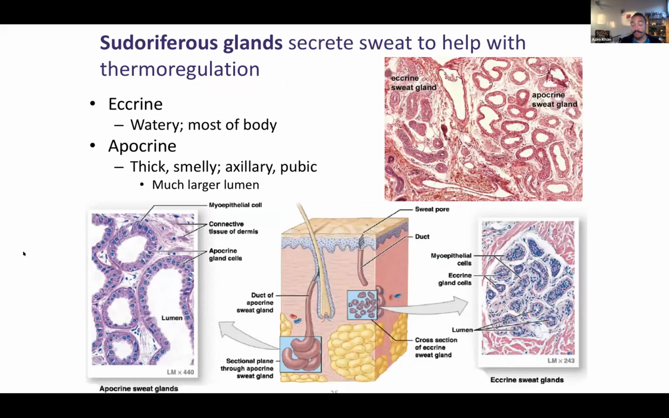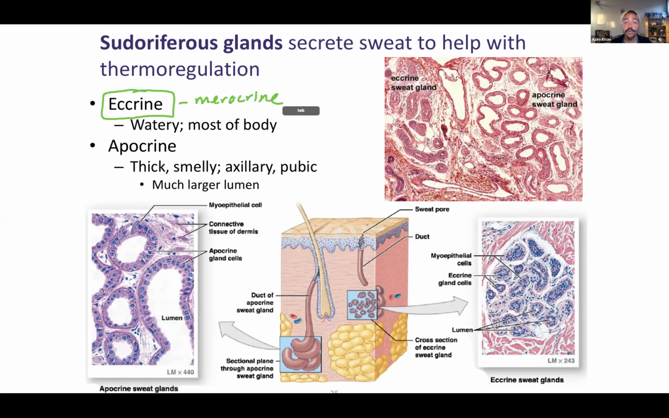Besides sebaceous glands, we also have sudoriferous glands. Remember these? There's two different types. Sudoriferous is just a fancy word for sweat. We have two types of sweat. When you think of sweat, you probably think of eccrine sudoriferous glands. This is by merocrine secretion.